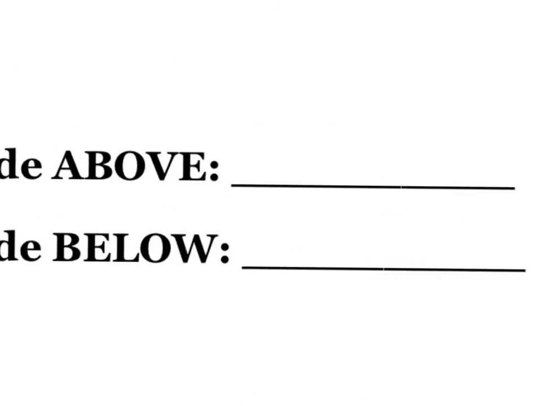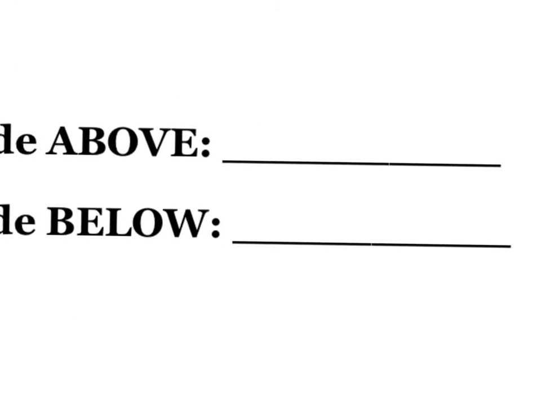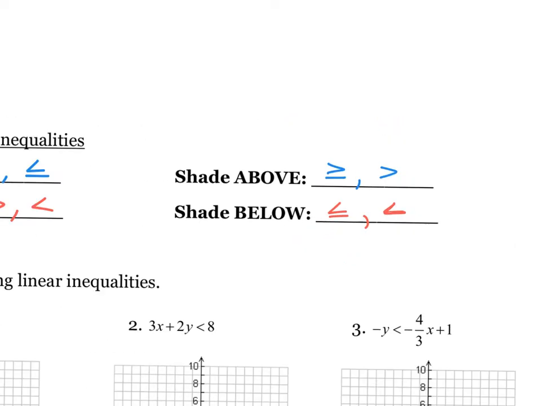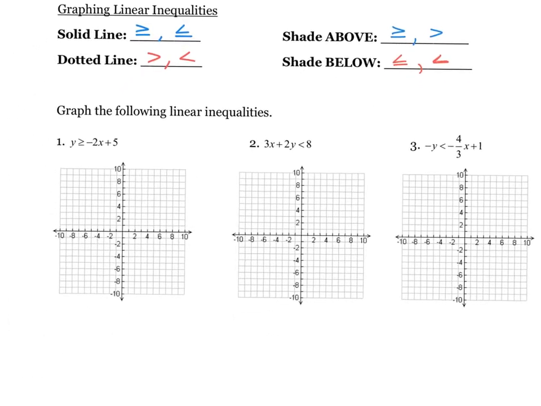I shade above when? It's greater than. Yep, greater than or equal to or greater than. And I shade below? Less than or equal to? Yeah, less than. Just when it's less than or equal to or just less than. Nice. Okay. So, let's graph our first inequality.